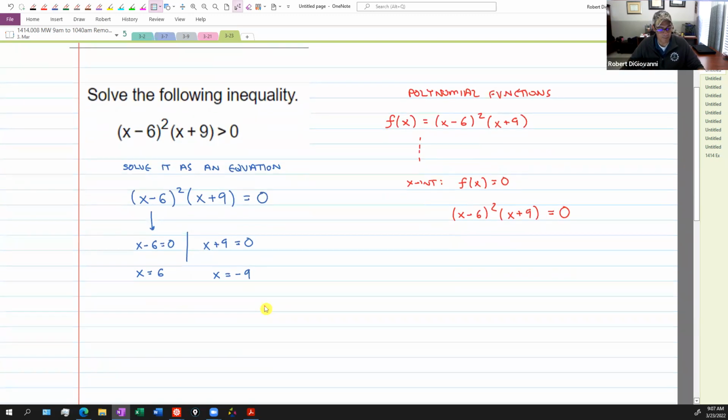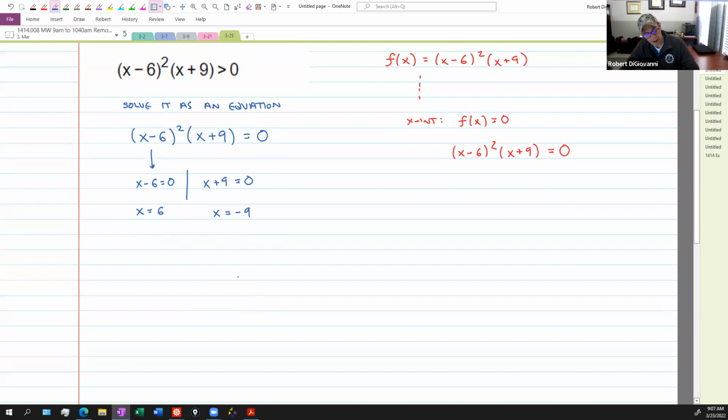6 and -9. So what I can do now, on a number line, is mark that this equation is equal to 0, or this is going to be true, when x is -9 or 6. Okay, so -9 or 6, and that breaks our number line into 3 regions. And now we can test some points to see whether or not we get the inequality to be true.